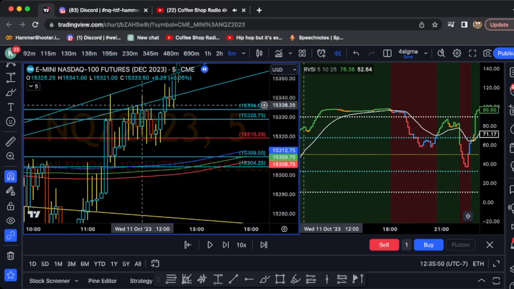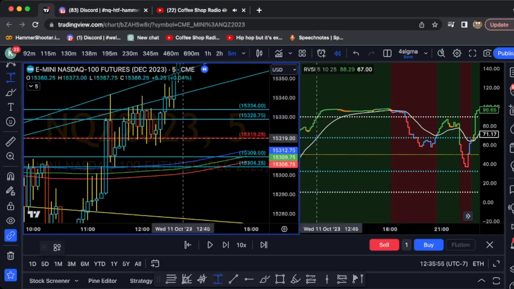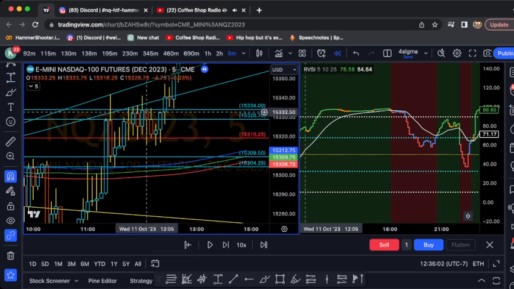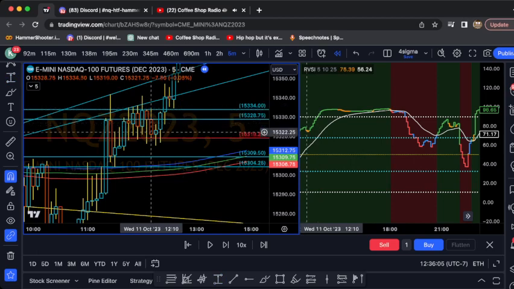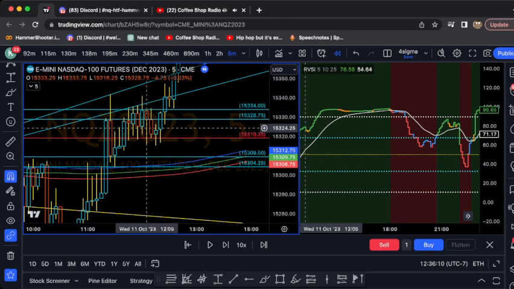But if you were long, you got stopped out for how many points? About 14. Let's just do 15 points. So you got stopped out for 15. Comes back, gets you long. So it takes another 15 off of you. I would have probably moved my stop up into here if I had to take a second stop.